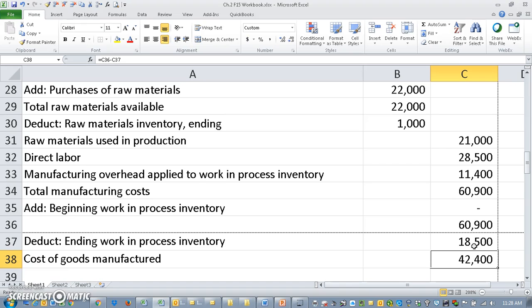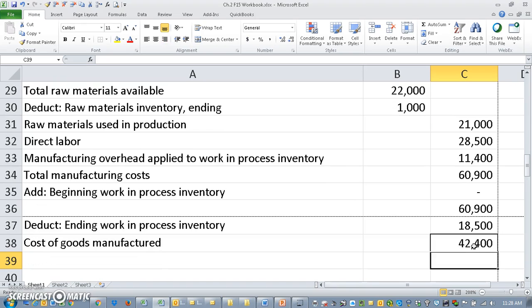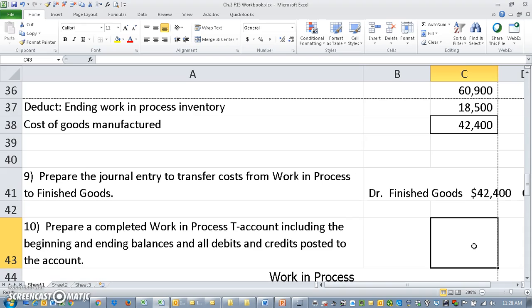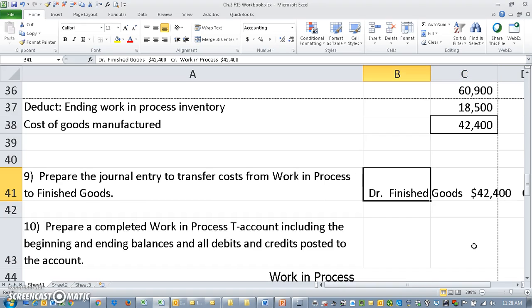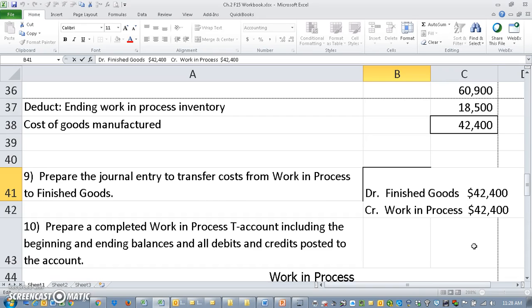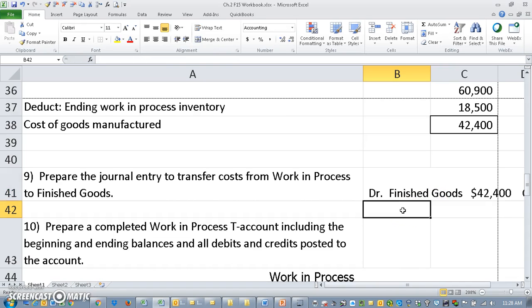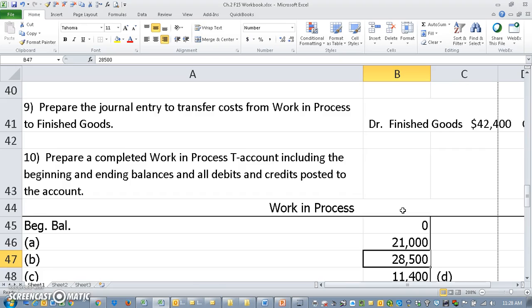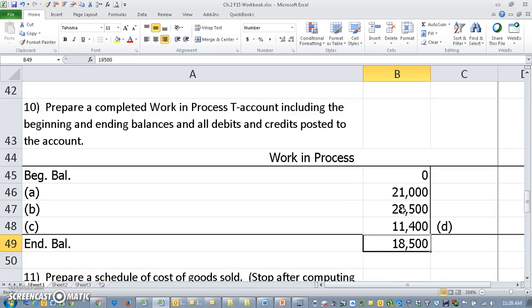Okay, now question 9 asks, prepare the journal entry to transfer costs from work in process to finished goods. Okay, so that's a debit to finished goods. Okay, we're going to move it out of work in process and put it into finished goods. And that's why we journalize a debit to finished goods and a credit to work in process. Okay, so now let's look at the T account for that. And that's what question 10 is asking.